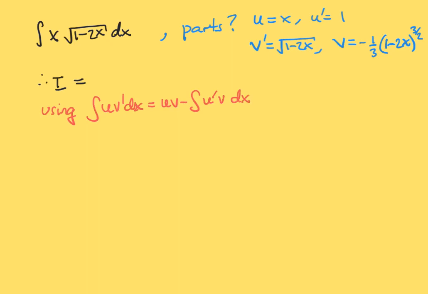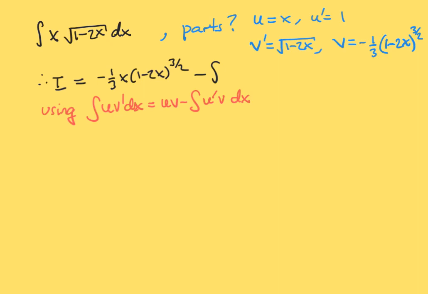So we have all of the ingredients ready to substitute into this formula, so we can just write the answer down. So u times v is minus 1/3 x times 1 minus 2x to the 3/2. That's the product of this and this. And then we subtract from it the integral of u prime, which is 1, times v, which is here.